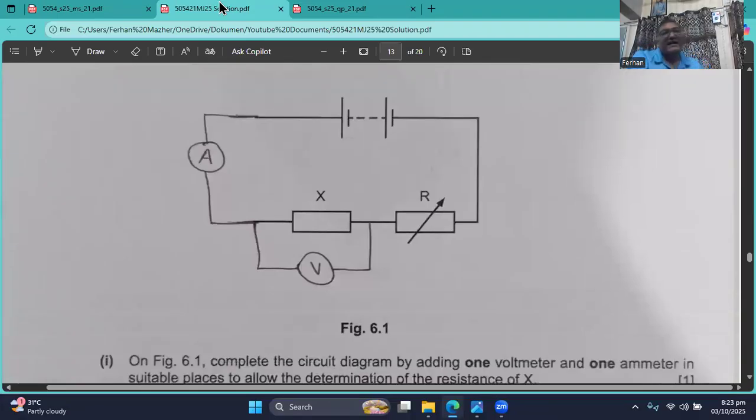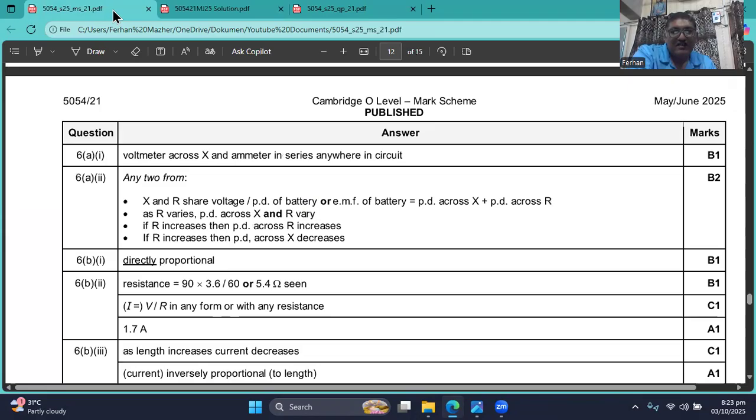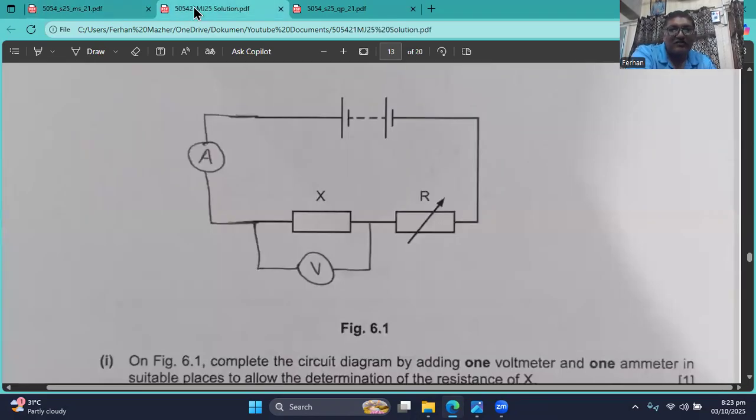So here you can see I have added an ammeter, which will be measuring the current, and the ammeter is always connected in series. The voltmeter I have connected in parallel to the X, and the voltmeter will be measuring the voltage drop. So this is what they are asking you to do. This is question number 6, and on your screen the marking scheme is showing.